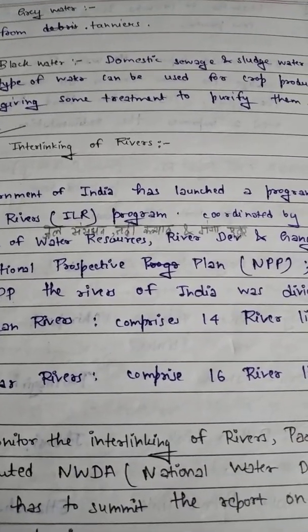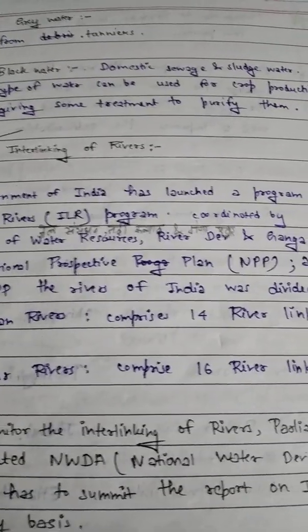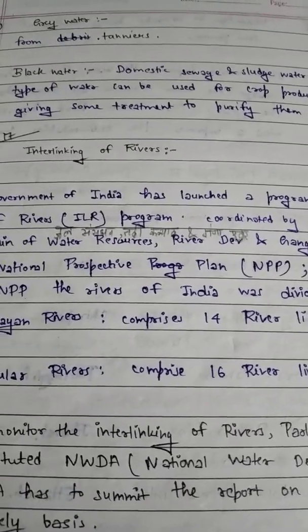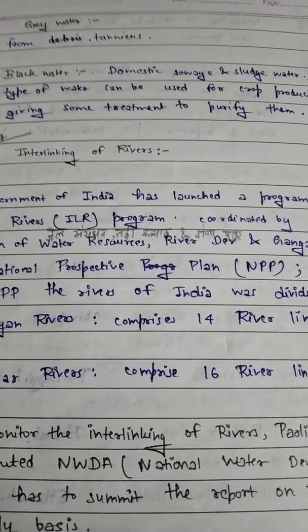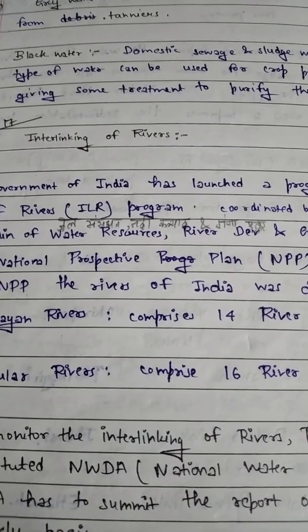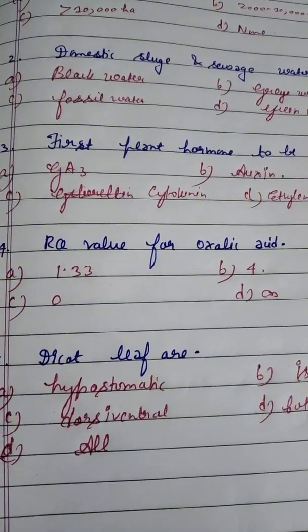So please student remember this, and also remember that this type of water can be used for crop production by giving some treatment to purify it. You cannot use black water directly for irrigation purposes. Now student, let's see some physiology questions.